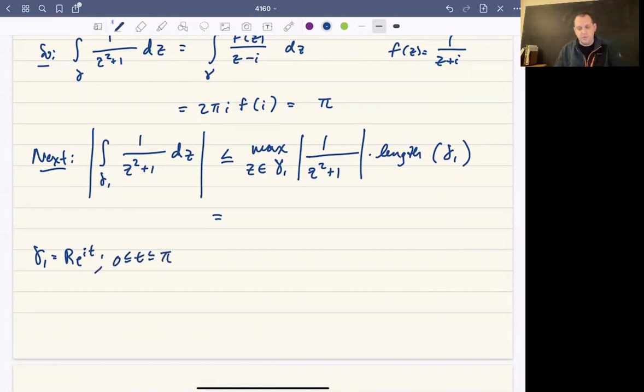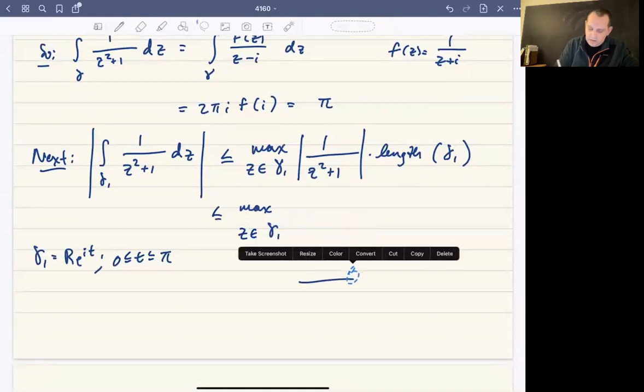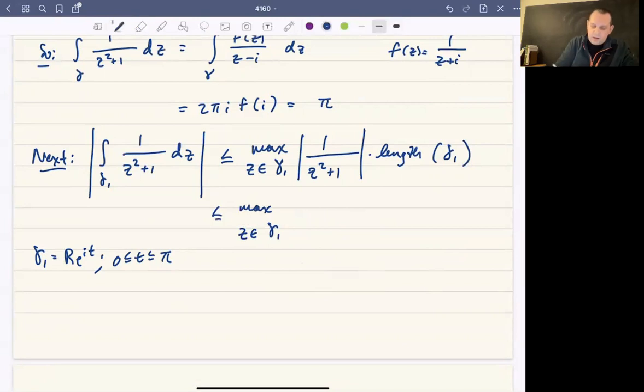Okay, so that's our gamma 1. And what we can do is a few things. We can apply the reverse triangle inequality. So notice that this is going to be less than or equal to the maximum of z in gamma 1 of 1 over the modulus of z squared minus the modulus of 1, which is just 1, times the length of gamma 1.